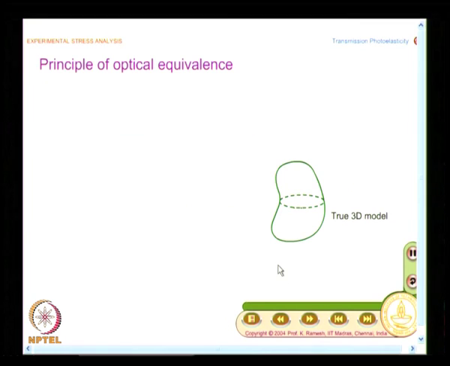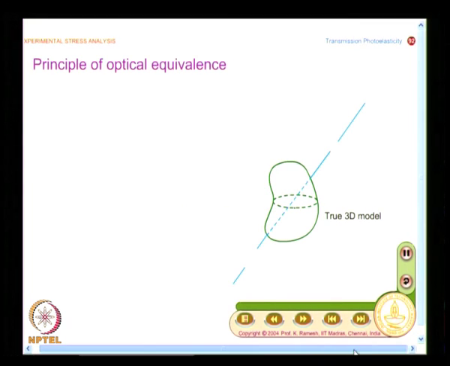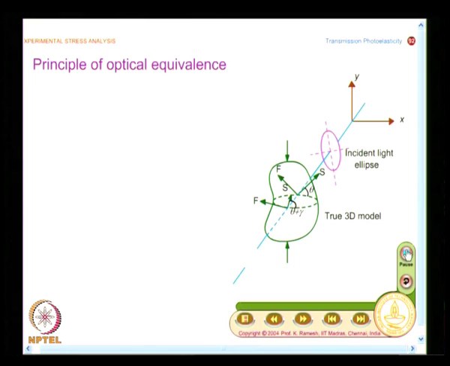And let us see what is this principle of optical equivalence. Here also you need to make a neat sketch, and let us hypothesize what we call it as optically equivalent. And we also need to bring in new terminologies.